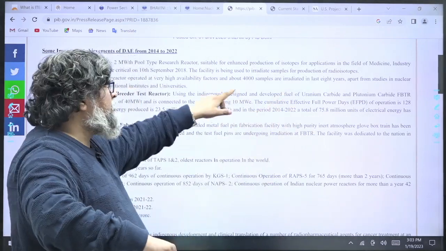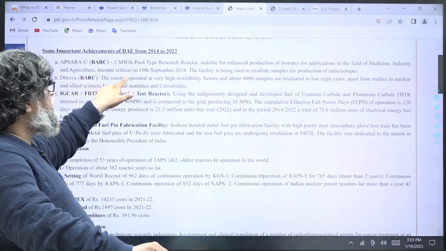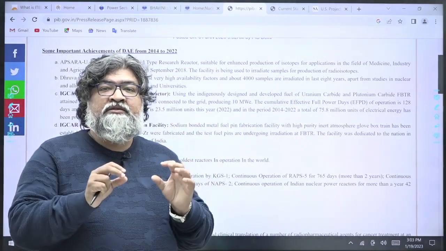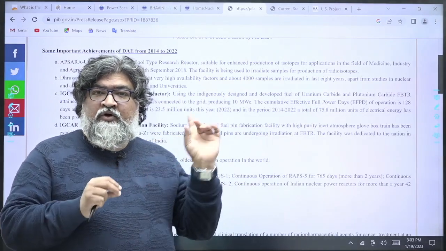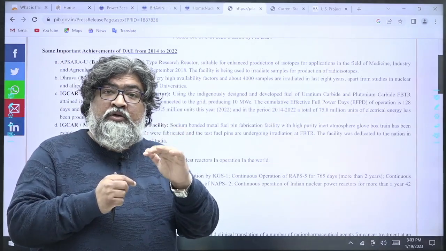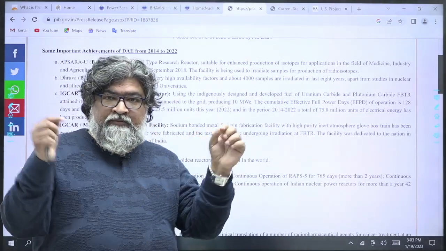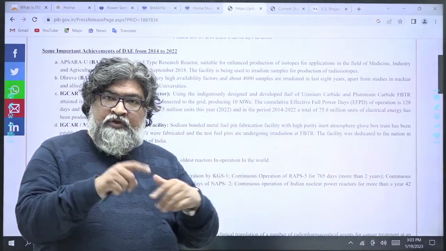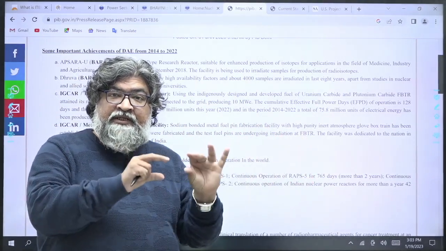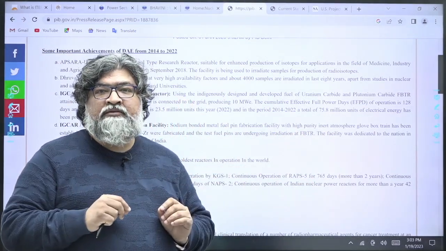Now, in the field of medicine, industry and agriculture, it became critical on 10 September 2018. Critical means once the reaction starts, and they all use uranium, so it is a fission based reaction. What happened there? A controlled fission chain reaction. Uranium is bombarded with neutrons and produces more neutrons. Then again neutrons are slowed, bombard other uranium, and again uranium splits. When that chain reaction becomes sustained and controlled, we call the reactor critical.